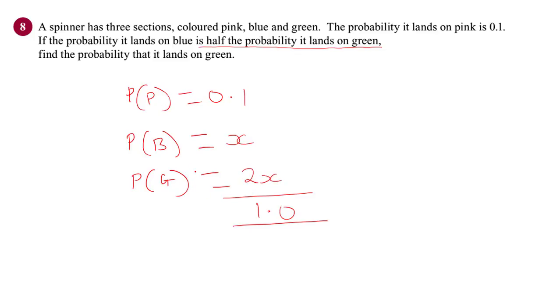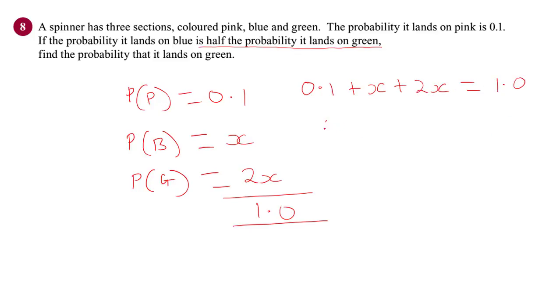Okay, so let's repeat that. The blues are half of the greens. So if the blues are x, it means that the greens will be double, 2x. But then if I add all this together, the answer should be 1. So what I can now do is to form an equation. I will say that 0.1 plus this x plus this 2x all together should give me 1.0 or just 1.